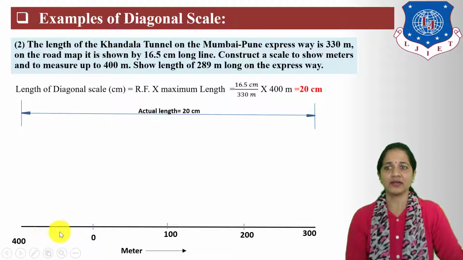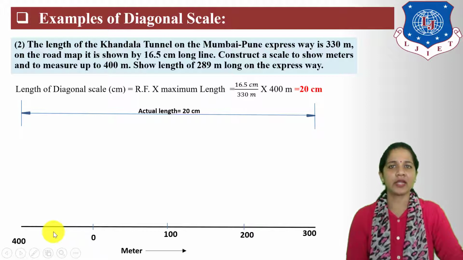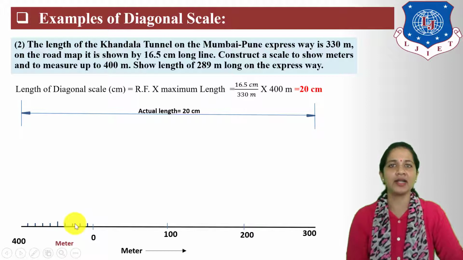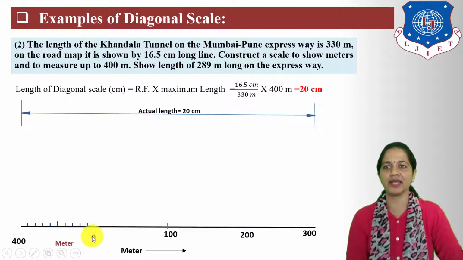Next, the first division is subdivided into equal 10 parts, because the main division indicates hundreds of meters and the subdivision indicates the tens part of meters. So divide the first division into equal 10 parts and mark 0, 10, 20, 30, 40, 50, 60, 70, 80, 90 and 100 meters.